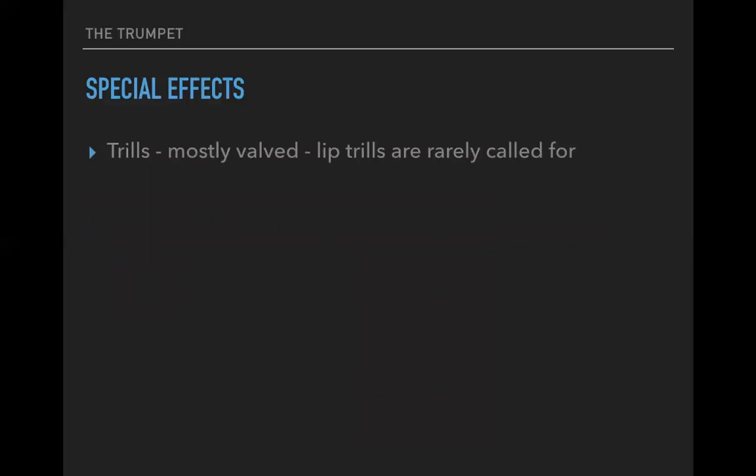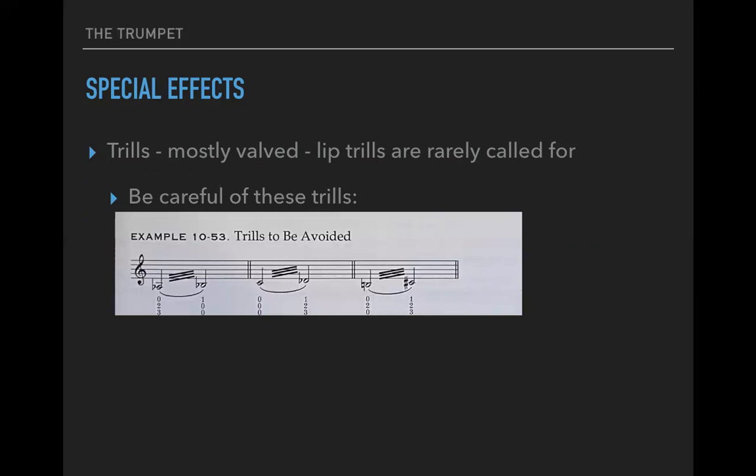Okay, some special effects you should take note of. Trills are mostly valved, so you won't be playing with embouchure alone, but they would be played valved. For this reason, you need to avoid the lowest register. Sorry, this is down here. Right, as you can see, try doing this fingering yourself. You have 2, 3 against 1. Very awkward going back and forth. Try to see if you can play with.